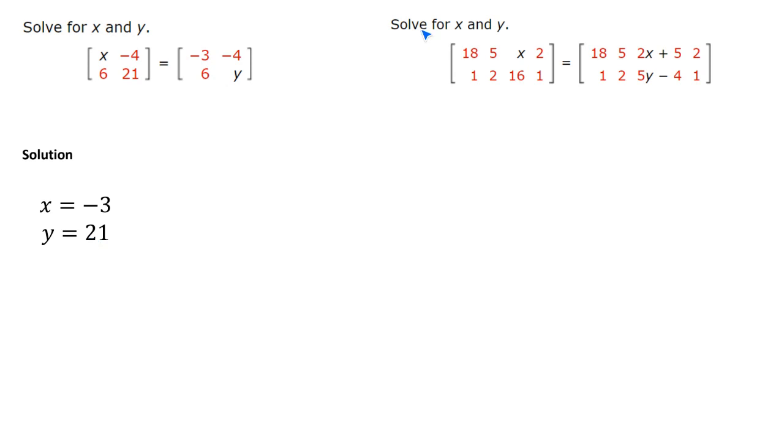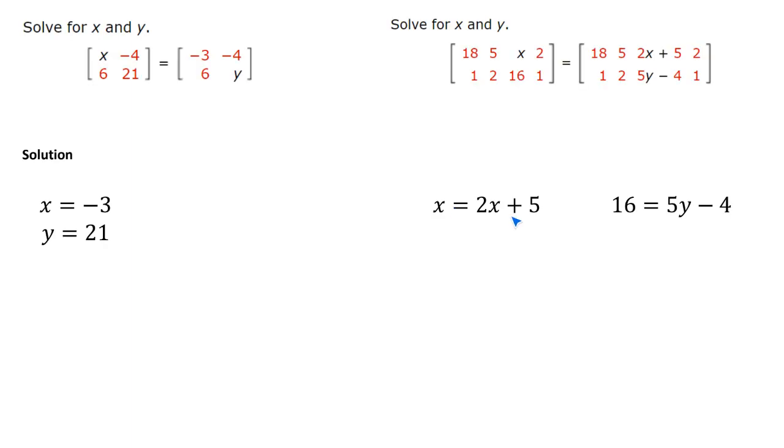So if we look at the second one, we have an 18 and an 18, a 5 and a 5. Then we have X is equal to 2X plus 5, and 16 is equal to 5Y minus 4. So we can set up two equations.